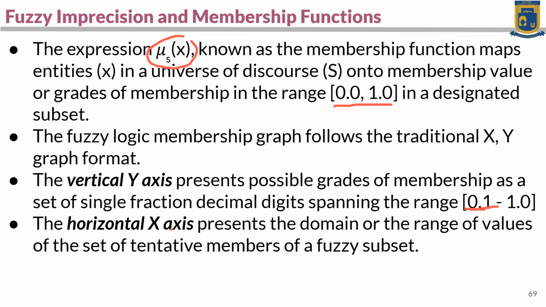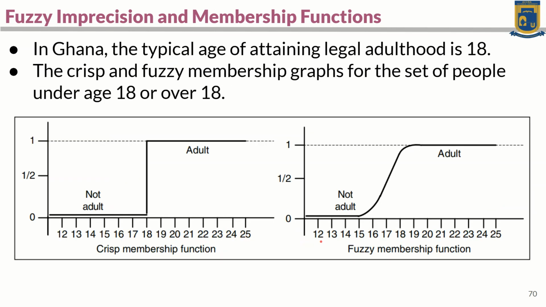Then what does the horizontal axis talk about? It talks about the domain or the range. But that one is your choice. You decide. But the vertical axis, that one is the truth. We start from 0.1 to 1, or you can start from 0 to 1. That one is the fact. But the domain, or the horizontal axis, or the range, you choose it.